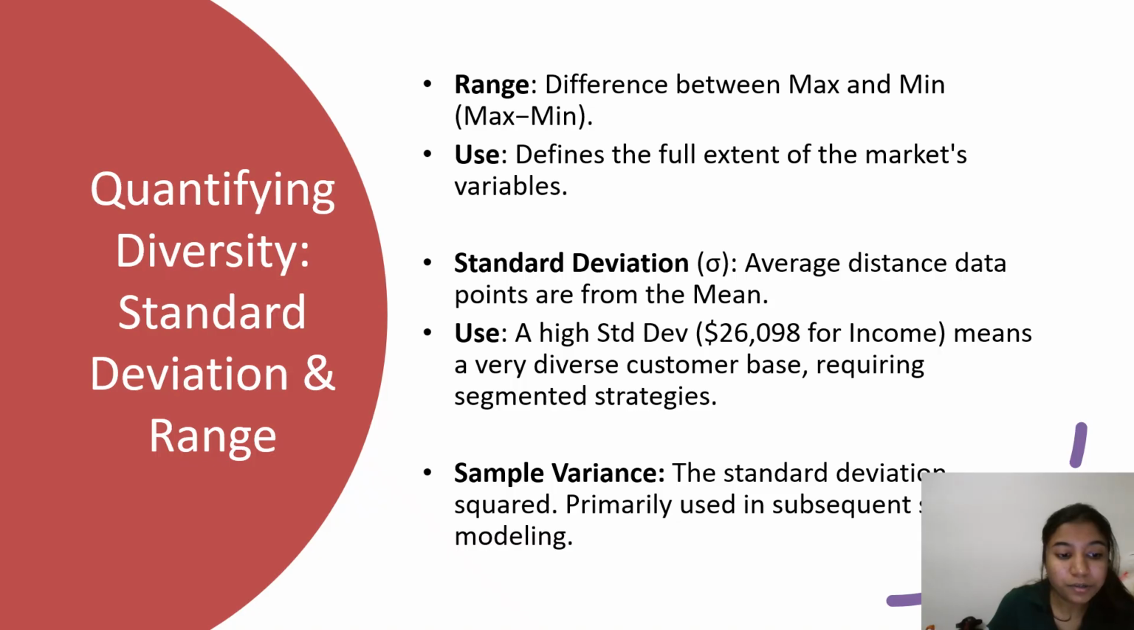Now let's see the next variable, the measures of spread. The range is the difference between the maximum and the minimum. So for monthly household income, the range is 95,000. This indicates a huge disparity in our target market. The most critical measure here is standard deviation, which is $26,098 for income, and this tells us the average distance each data point is from the mean. The high standard deviation, as we see here, suggests a very diverse customer base, meaning a single mass market strategy might fail.